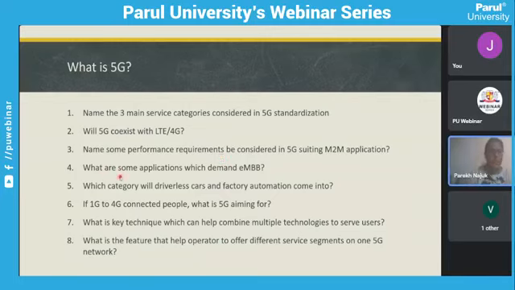Another thing, the applications which demand eMBB. eMBB stands for Enhanced Mobile Broadband. Right now you have the mobile phone, you require lots of data, you require the speed. All these things, you require broadband on the mobile. For those applications, right now you are using 4G networks. But how 5G will fulfill such requirements, that we are going to see. Which category will driverless cars and factory automation come into? This is another application of 5G.